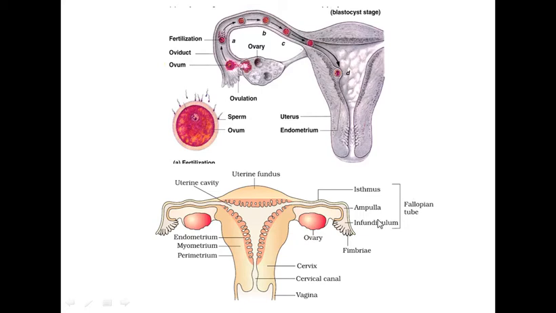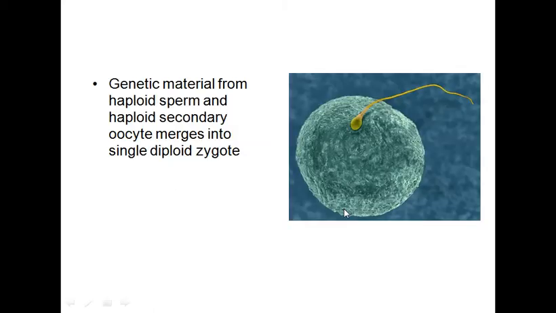Here in this picture, let's repeat the parts. Fimbriae, जो कैच करेंगे ओवा को, उसके पीछे एक्सपेंडेड पोर्शन इज इनफंडिबुलम एंड देन कम्स द एम्पुला जहाँ पे फर्टिलाइजेशन होगी, राइट. सो दिस इज द एम्पुलरी रीजन. The genetic material from haploid sperm and haploid secondary egg of mother merges into a single diploid zygote. So this is the result of fertilization.